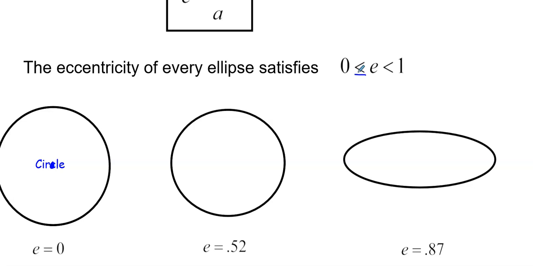This one's just a little bit squished, it's 0.52. This one looks pretty squished, so it's 0.87. So I guess it could go to 0.9 something, that'd be really squished, right? So just in general, eccentricity is a measure of how squished the ellipse is. Close to 1 means it's really squished, and close to 0 means it's not very squished.